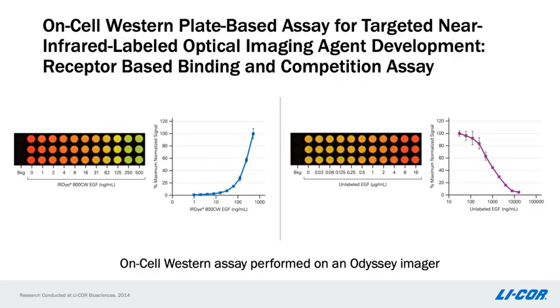This example of the competition assay shows how the on-cell Western can be useful when examining therapeutic and target interactions. On the left-hand graph, IR dye labeled EGF was added to A431 cells, and EGFR phosphorylation was measured using an Odyssey imager. On the right, unlabeled EGF was then used to compete for binding to EGFR. Normalized signals were calculated using CellTag 700, which allows for normalization to cell number, and this value was plotted on the graph as % maximum normalized signal. With the addition of unlabeled EGF, you can see a decrease in signal intensity, indicating that unlabeled EGF is competing for binding to EGFR.